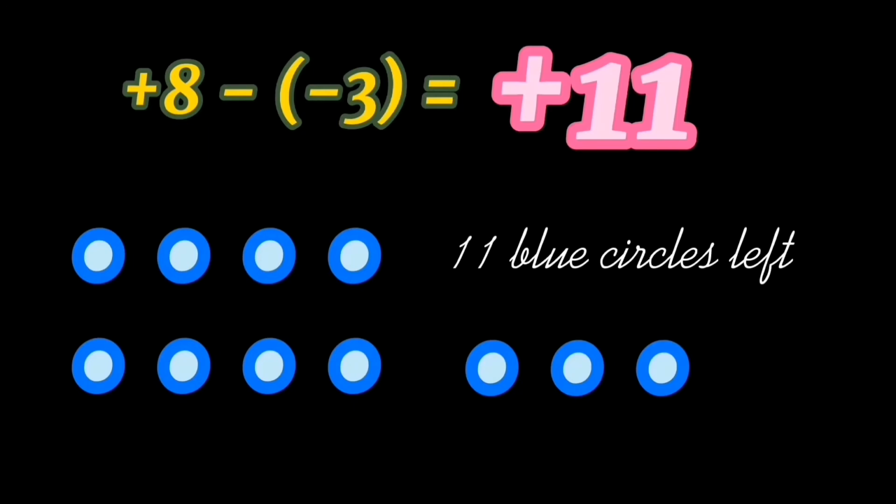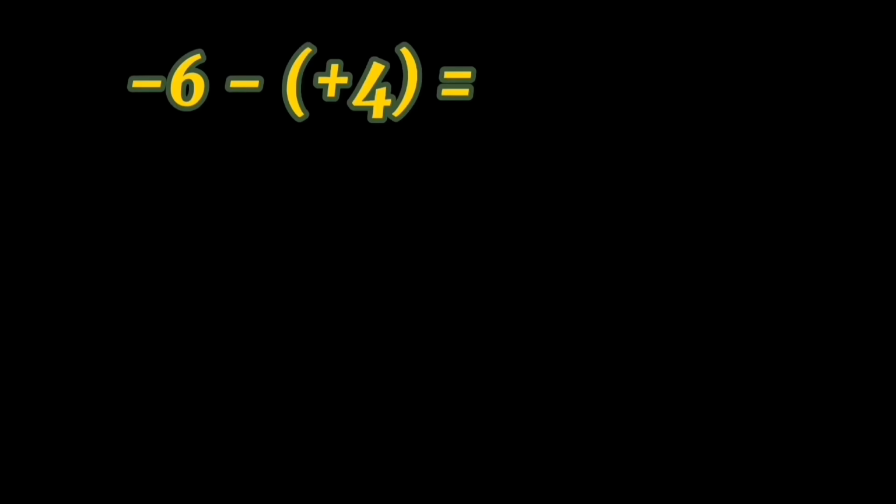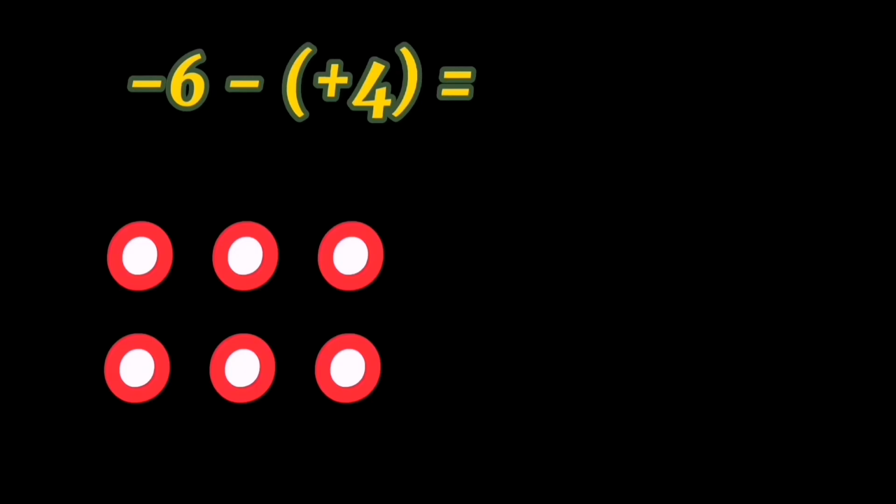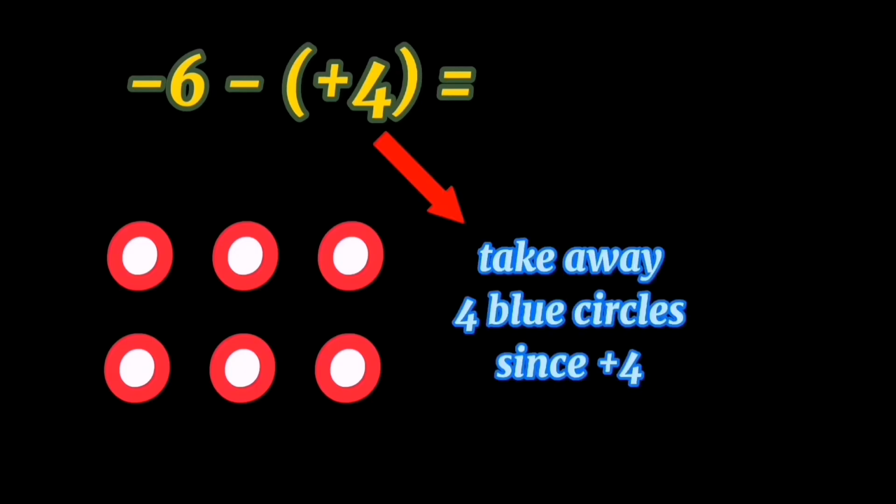Now if at this point you are starting to figure out how it works, then you can start solving this next problem ahead to see if you're right. Say we have negative 6 minus positive 4. The minuend will be represented by 6 red circles. Since it's negative, then we have to take away 4 blue circles since our subtrahend is positive.